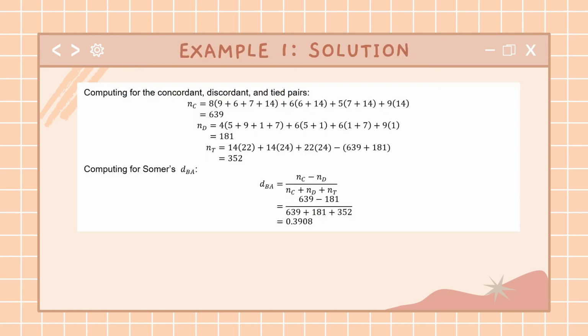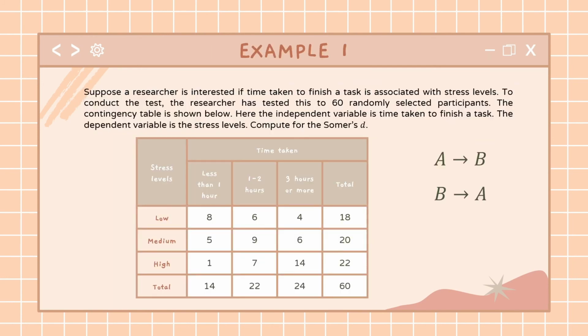Ito yun. So, for the Somers' delta, ito, medyo mechanical yung computation natin dito. So, again, concordant pairs, discordant pairs, and tied pairs. So, for the concordant pairs, ito yung computation. So, gagawin natin to for each entry. So, 8. And ano yung pairs na concordant dito? So, ito yung mga entries na concordant dito sa 8. So, 8 times the sum of this part.